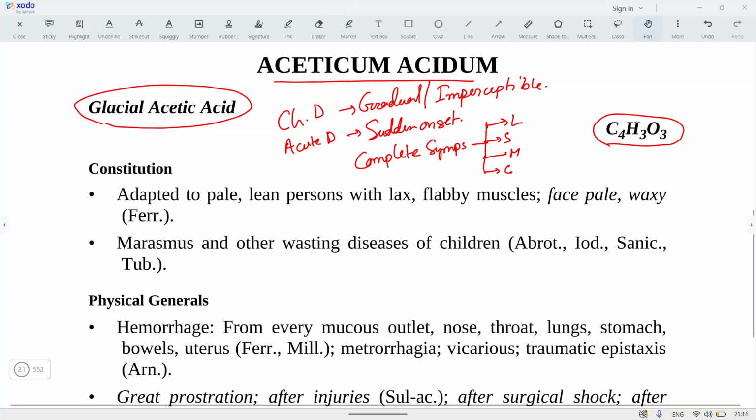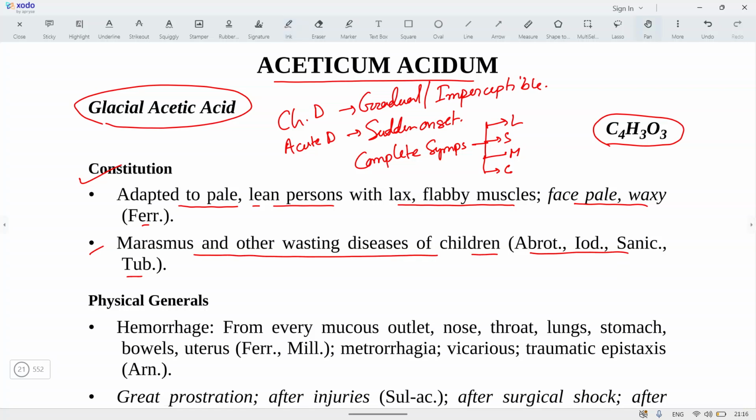Okay, first see the constitution. The constitution says: adapted to pale, lean persons with lax, flabby muscles, face pale, waxy, in bracket firm. And the second point says: marasmus and other wasting diseases of children, in bracket abrotanum, iodum, sanicula, and tuberculinum. So that means a patient of acetic acid is mostly having some kind of wasting disease. It may be protein energy malnutrition, marasmus, or cancers, or it may be after any injury, any kind of prostrations or hemorrhages.